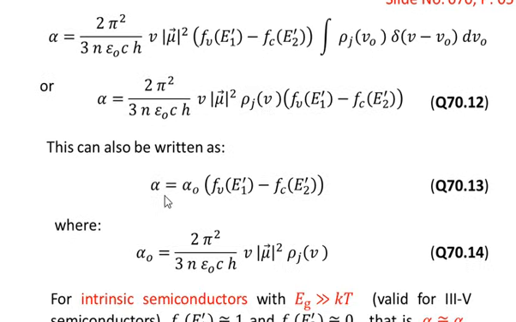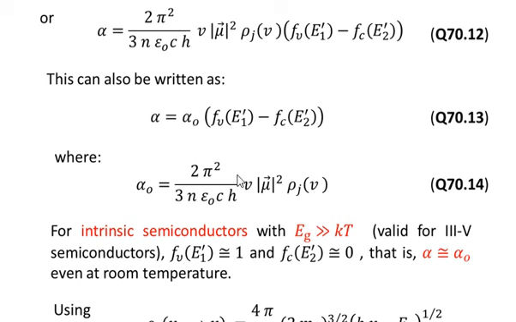So this can also be written as alpha is equal to alpha naught, and the rest of the quantity in the bracket is fv of e1 prime minus fc of e2 prime, where alpha naught can be given as alpha naught is equal to 2 pi square over 3n epsilon naught ch multiplied by nu multiplied by absolute square of mu multiplied by rho j of nu, as given in equation number 14.